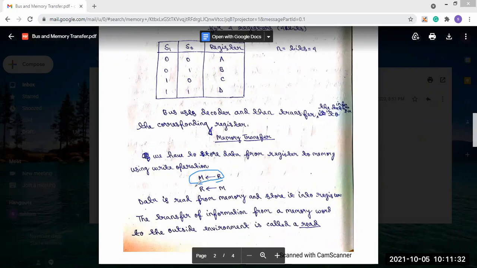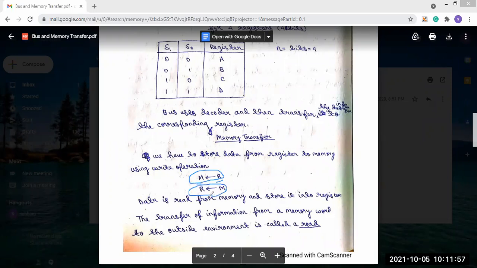We are transferring that particular data into the register. That means the data that is stored in the memory is transferred to the register. So what is happening? It is a memory read operation. That means data is read from the memory and stored into the register.